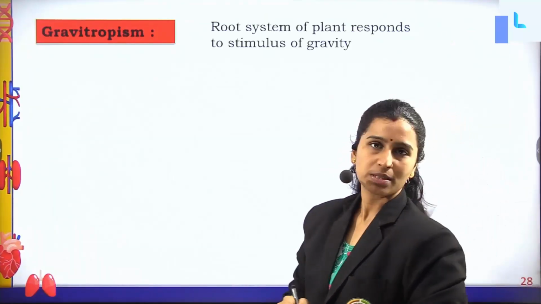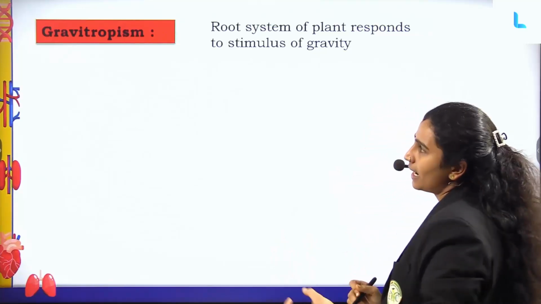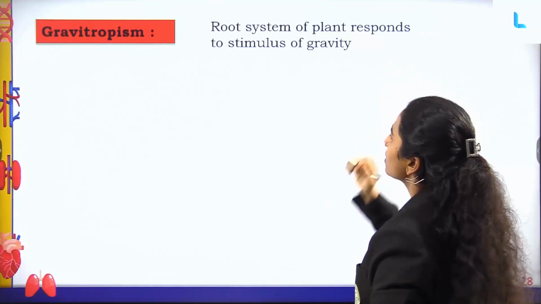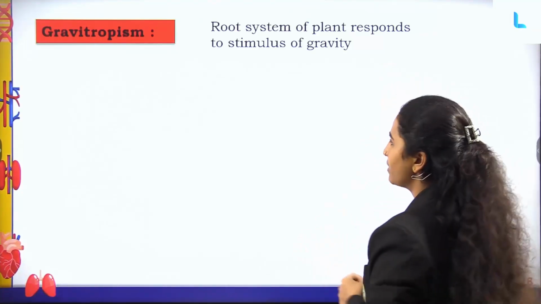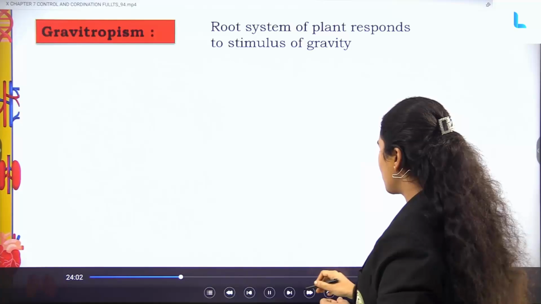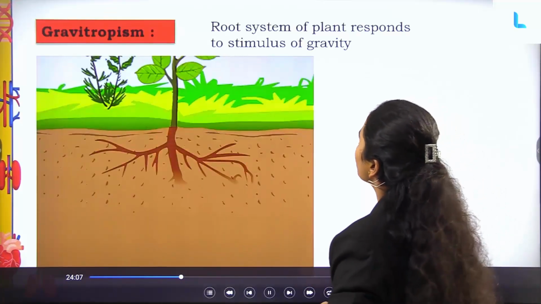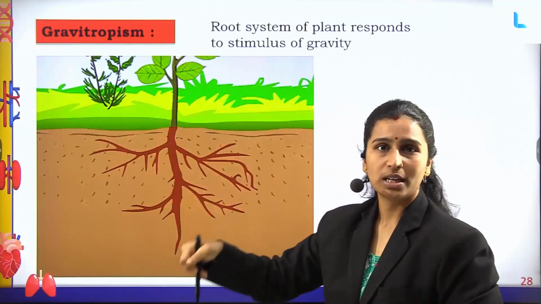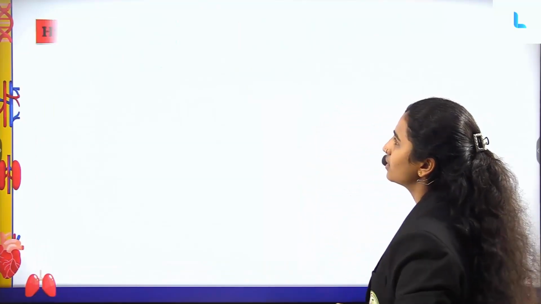Now gravitropism, how will gravity attract these plants? We'll see. Root system of plants are the ones which are going to respond to gravity. So they are the ones which will undergo gravitropism. So this is how the roots will go deeper, so they go deeper into the soil.